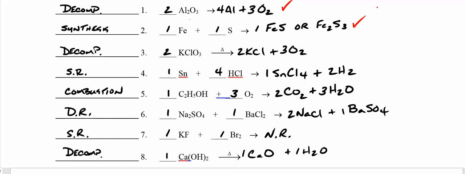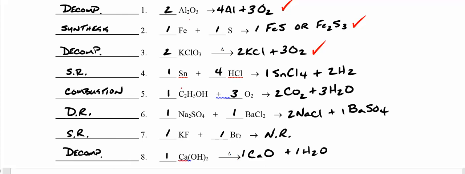Let's look at number 3. Here we have potassium chlorate. It's by itself, so it has to be decomposition. In the presence of heat, it's going to break down into KCl, potassium chloride, and oxygen gas, right? Again, potassium is +1, chlorine is -1, so there's no subscripts here. Oxygen is a diatomic element. We'll balance this with 2, 2, and 3.